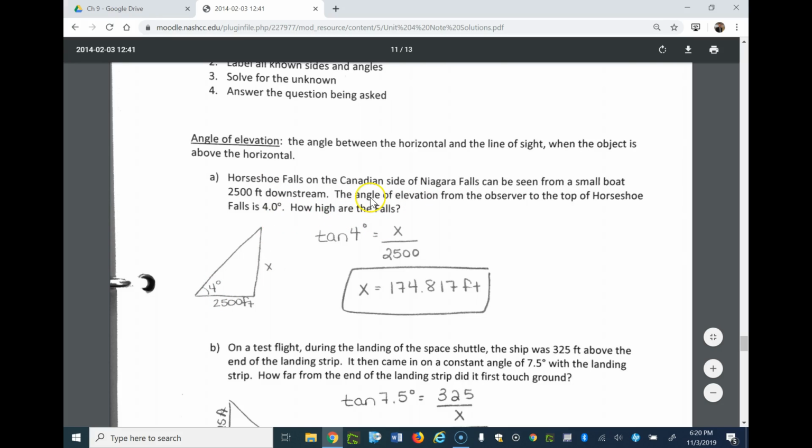So anytime you see angle of elevation, you're looking up. So here's Niagara Falls, and the guy from the boat is looking up here. So look at the information that we have here. We have the angle, we have a side, a missing side, and another side here.